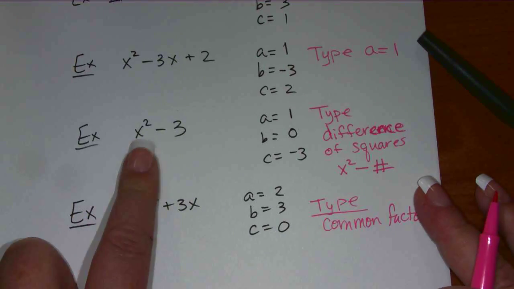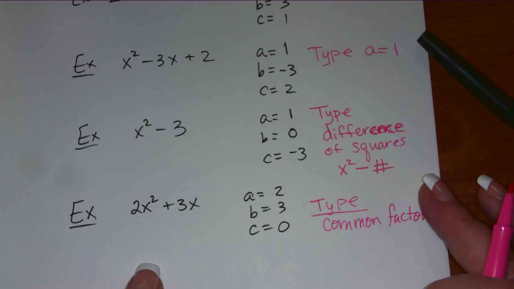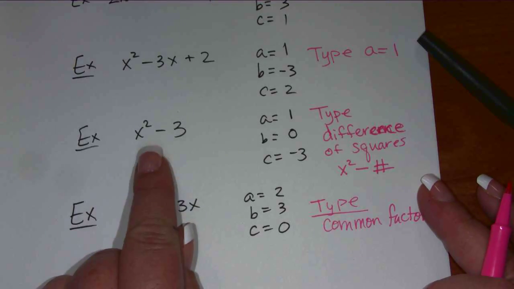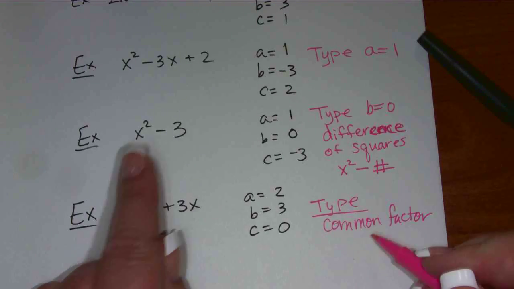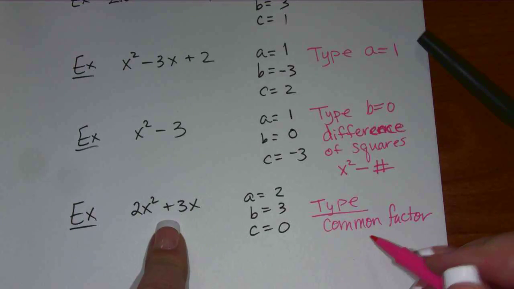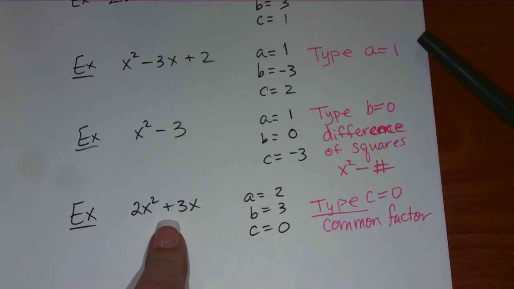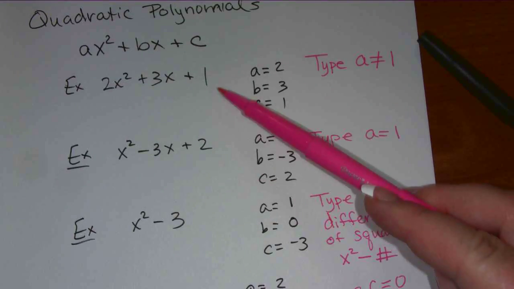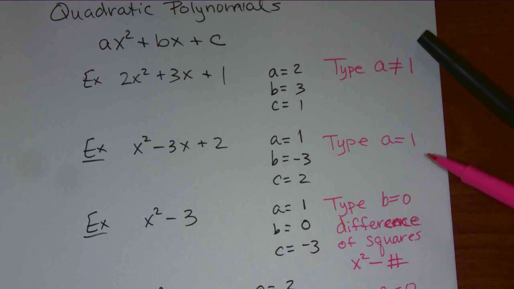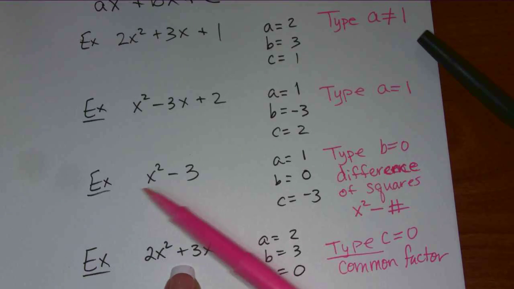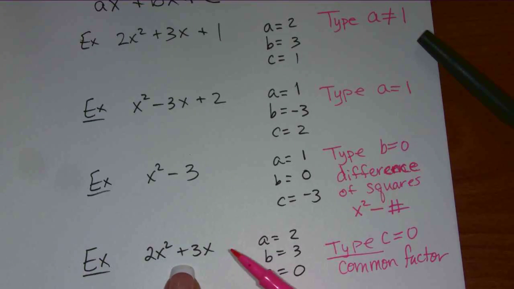So what's the difference between type 3 and 4? B is 0 in this type. And here, which one's 0? C is 0. Okay? So we've got 4 types. If it's got all 3 terms and a is not 1, all 3 terms and a is 1, those are 2 types. Then this one, the middle term is missing, and this, the end term is missing. So that's what we're going to do, is factor all 4 of these.